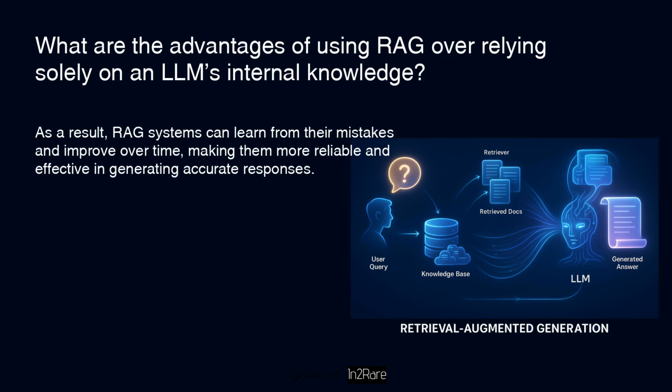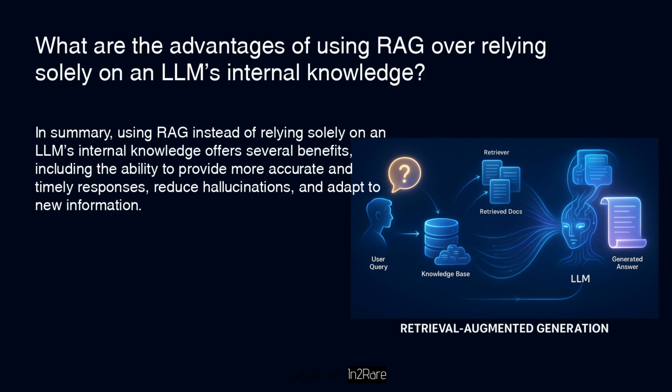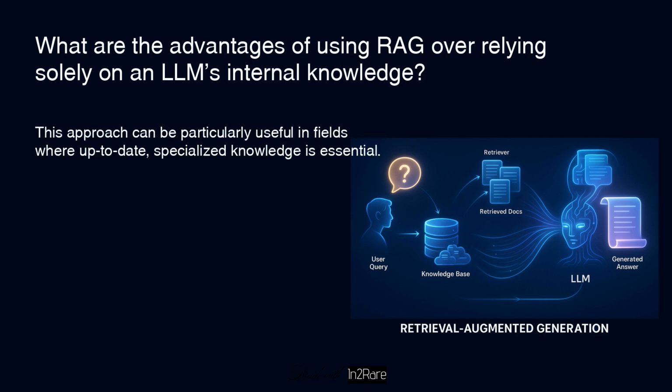As a result, RAG systems can learn from their mistakes and improve over time, making them more reliable and effective in generating accurate responses. In summary, using RAG instead of relying solely on an LLM's internal knowledge offers several benefits, including the ability to provide more accurate and timely responses, reduce hallucinations, and adapt to new information. This approach can be particularly useful in fields where up-to-date, specialized knowledge is essential.